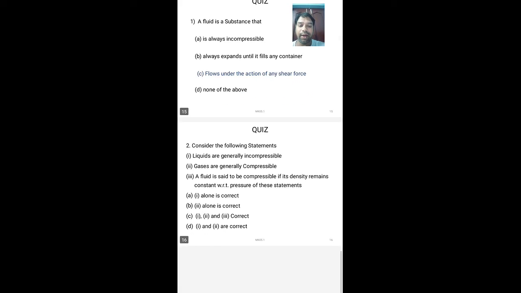Why is statement 3 not correct? Because a fluid is said to be compressible if its density remains constant with respect to pressure. No. Compressible in the sense that the density will change. So statement 3 is not correct.